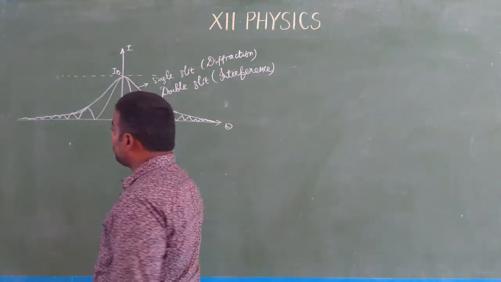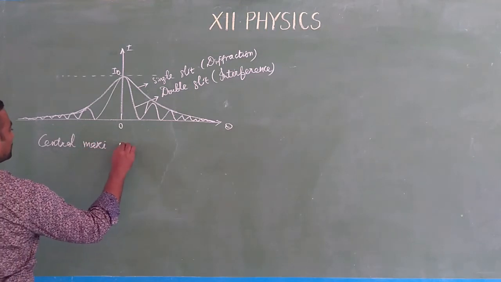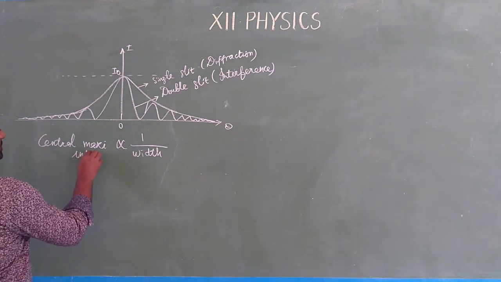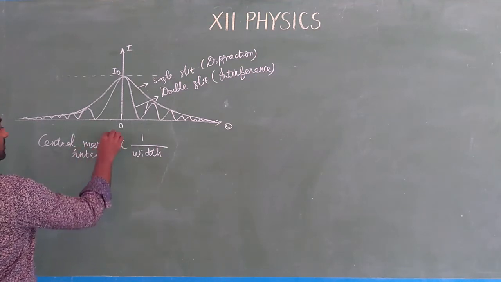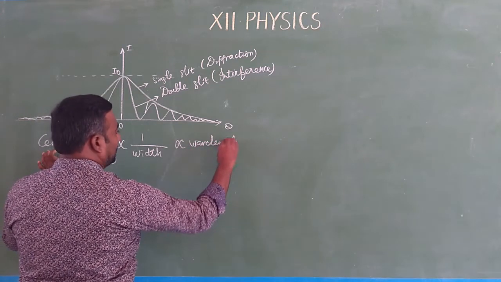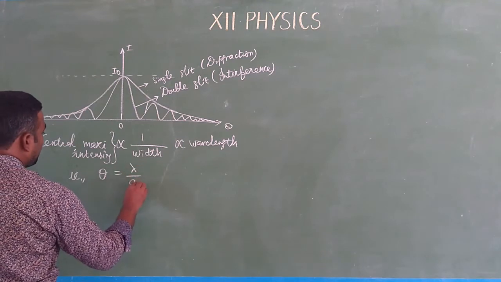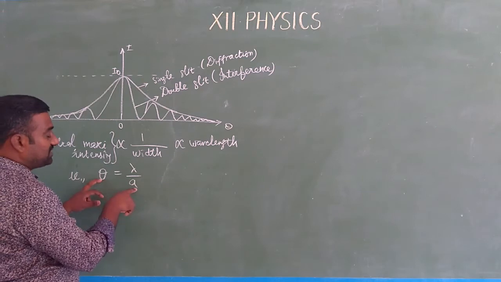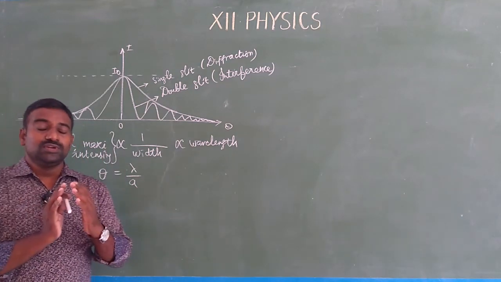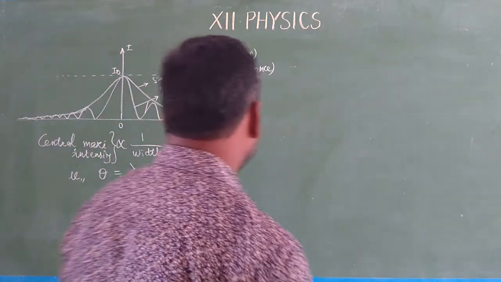Okay. So finally, from the formula, the central maximum intensity is inversely proportional to the width, but it is also proportional to the wavelength. So we can write that theta is equal to lambda by a. The central maximum angle is inversely proportional to the width but directly proportional to the wavelength. Okay. So from these conclusions, finally we are going to distinguish between the double slit experiment and the single slit experiment, that is, the difference between interference and diffraction.